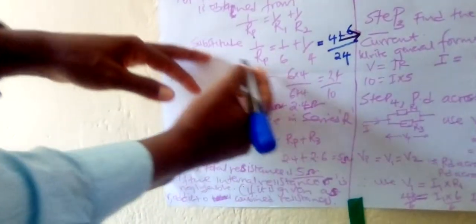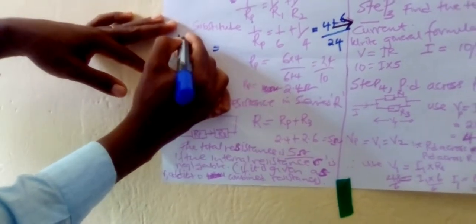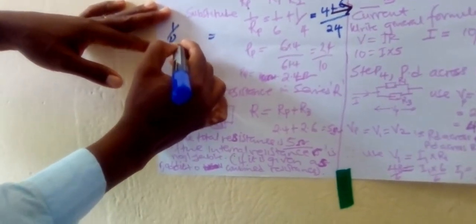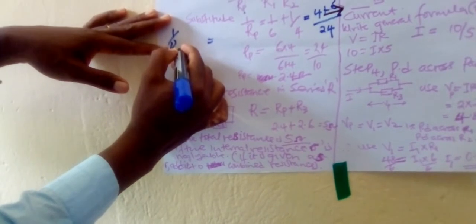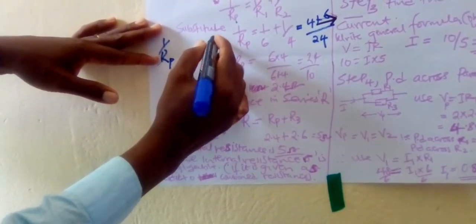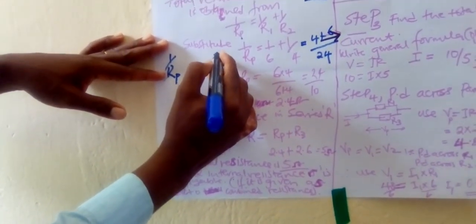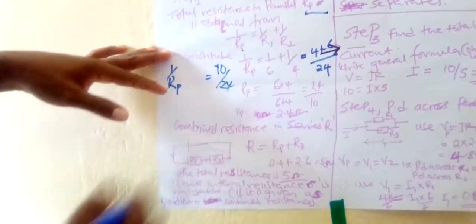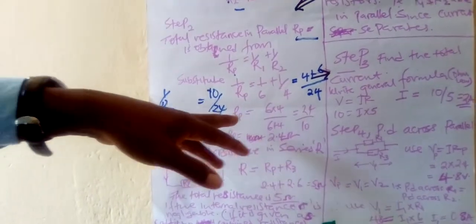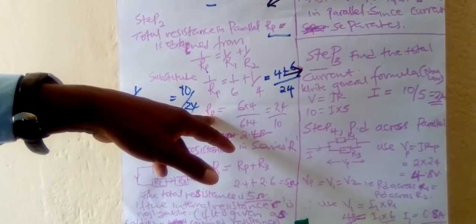That is the same as having 1 over Rp equals 10 over 24. Now, then you get the reciprocal.